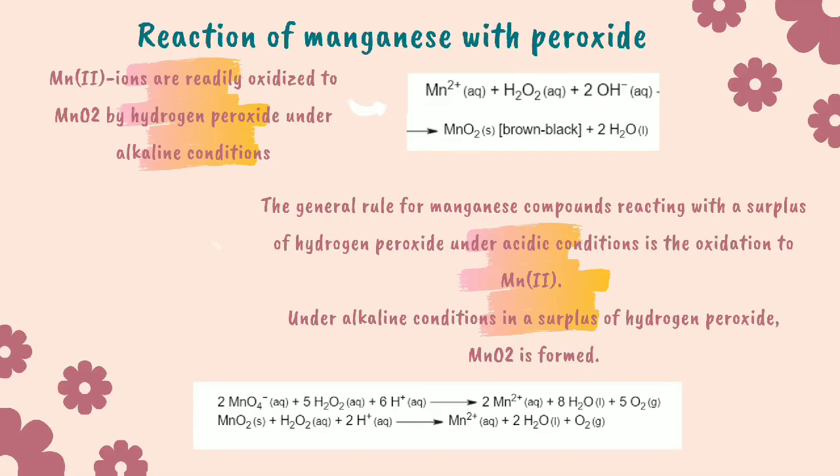This is the reaction of manganese with peroxide. As we can see in the chemical equation over here, Mn2+ ions are readily oxidized to MnO2 by hydrogen peroxide under alkaline conditions. The general rule for manganese compounds reacting with a surplus of hydrogen peroxide under acidic conditions is the oxidation to Mn2+. Under alkaline conditions in a surplus of hydrogen peroxide, MnO2 is formed.